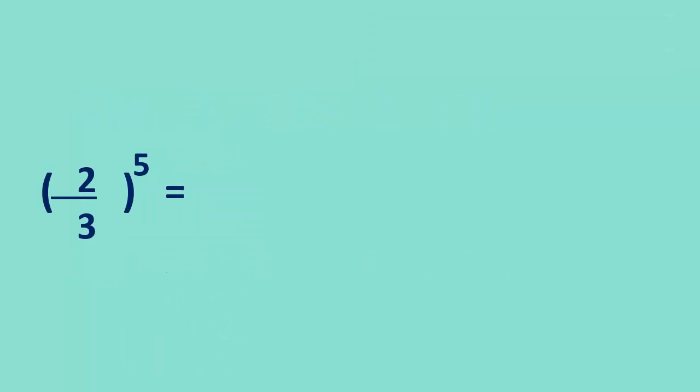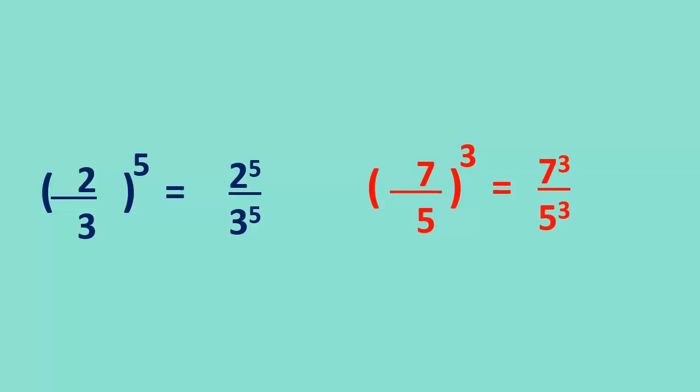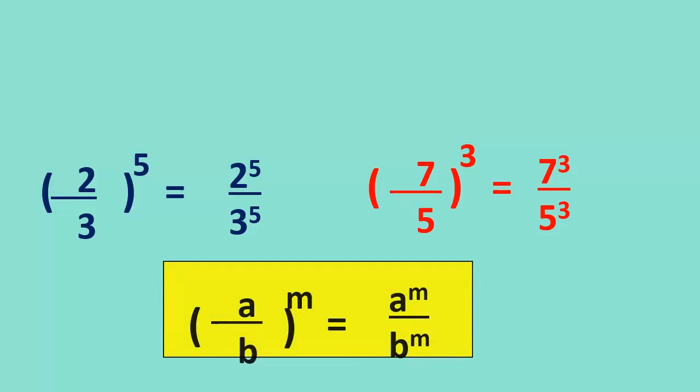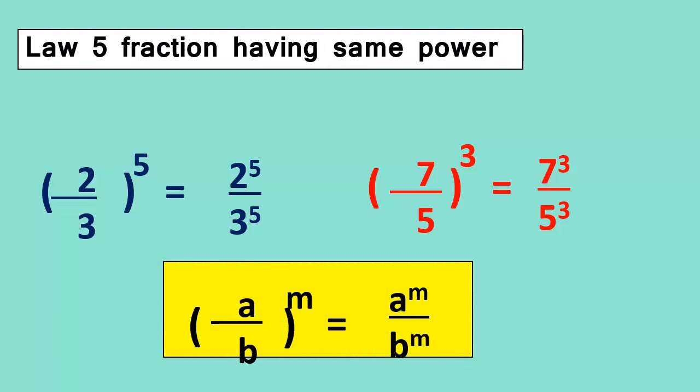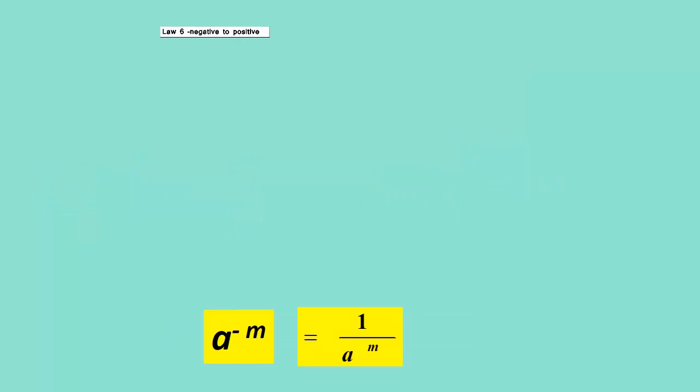What if there is a fraction, 2 upon 3 raised to 5? As per the multiplication rule, 2 raised to 5 upon 3 raised to 5. Second example also, look at 7 raised to 3 upon 5 raised to 3. In short, we can say if a upon b is raised to m, if the fraction has the same power, then the numerator and the denominator will get the same power. So a raised to m upon b raised to m.